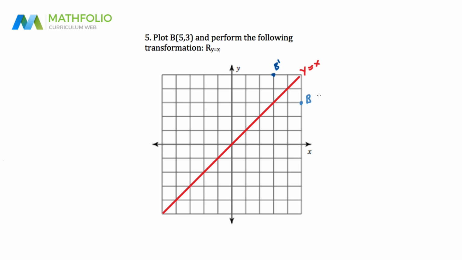Otherwise, the other way that we can do this is see that this is (5, 3), and when we reflect over this line, we actually switch them. We switch these around, so B prime is actually at (3, 5). The signs didn't change, we just flipped the numbers. So that's our answer to number 5.